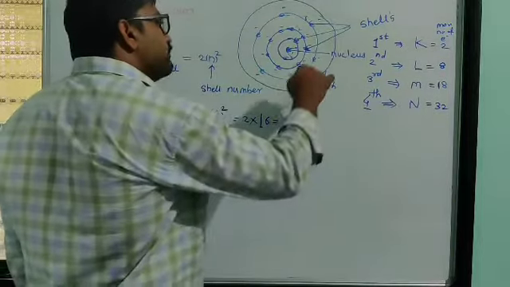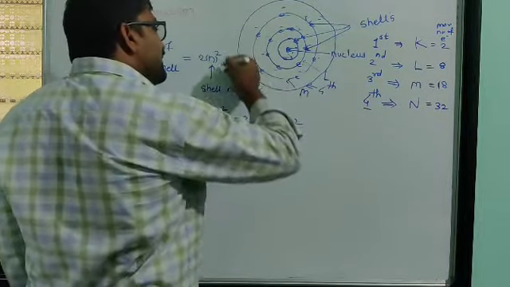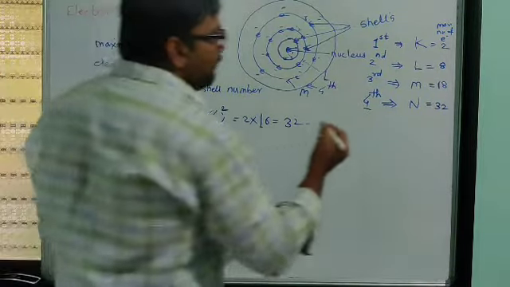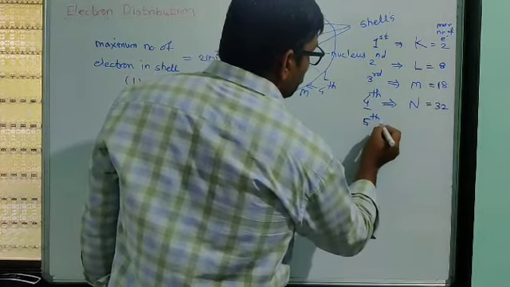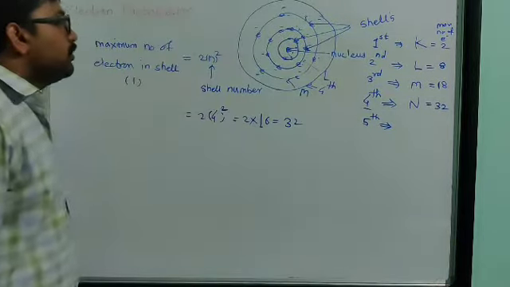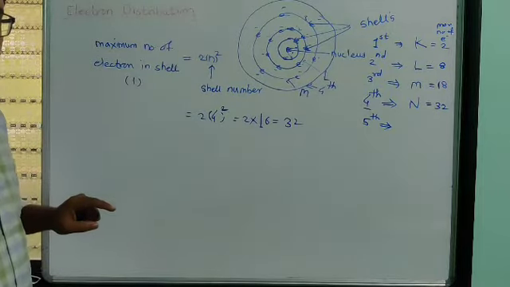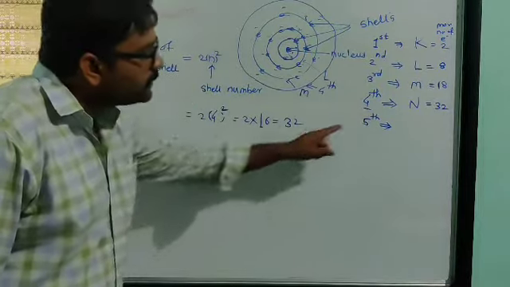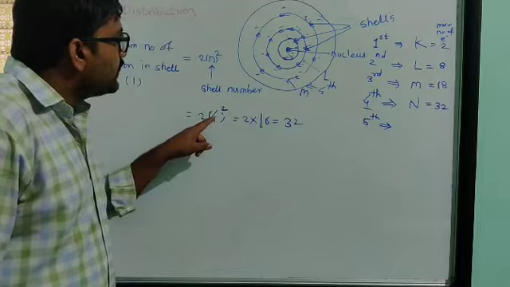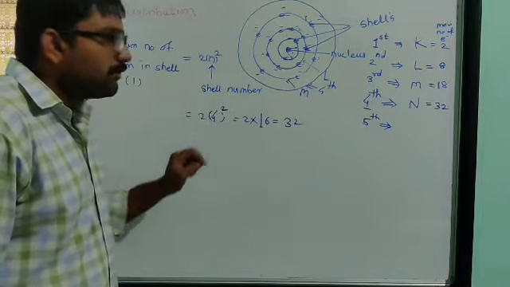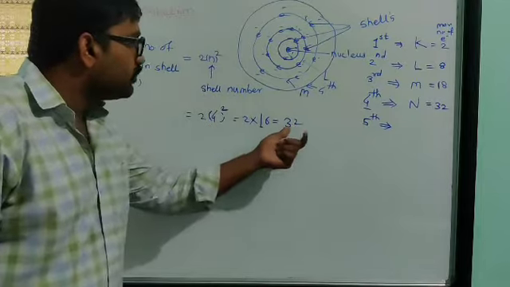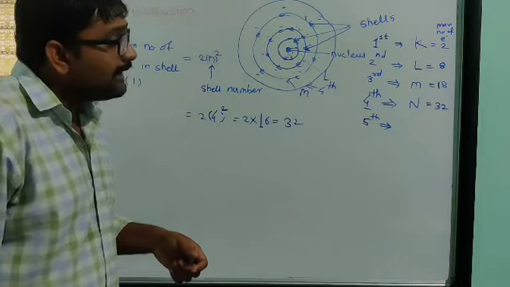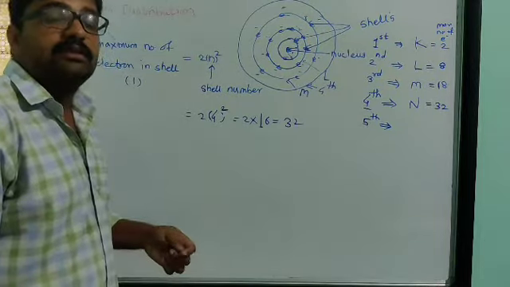Now again, in some atom, another shell is there. In that shell, the shell number will be 5th. So again, by using this formula 2n square, n is the shell number. For the 5th shell, n square will be 5 square. 5 square is 25. 25 into 2 is 50. So suppose an O shell is there, the next shell is the O shell. In that O shell there are 50 electrons.